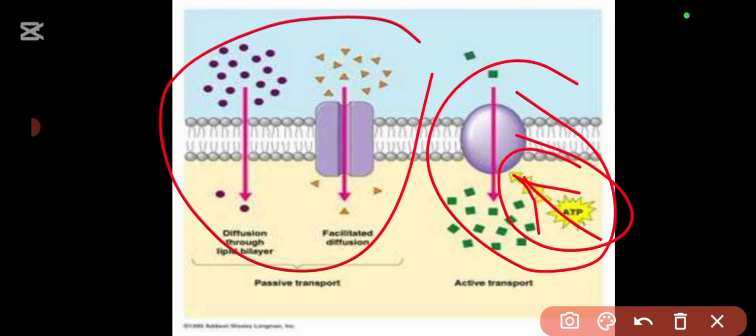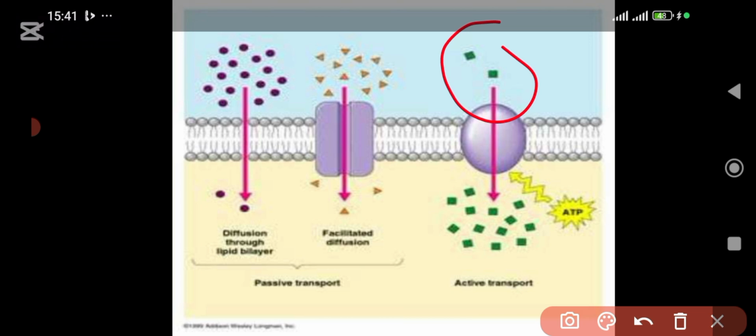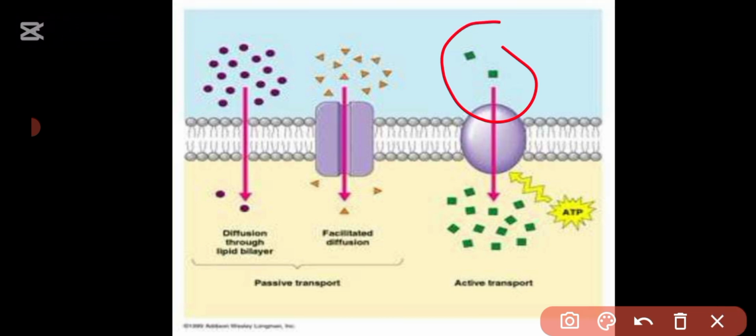But in this case, you see that there is no net ATP used at all. The movement is just because of differences in concentration. So that is what separates active transport from passive transport. Okay, I hope that is clear. Active transport is movement of solutes from a region of lower concentration to a region of higher concentration.